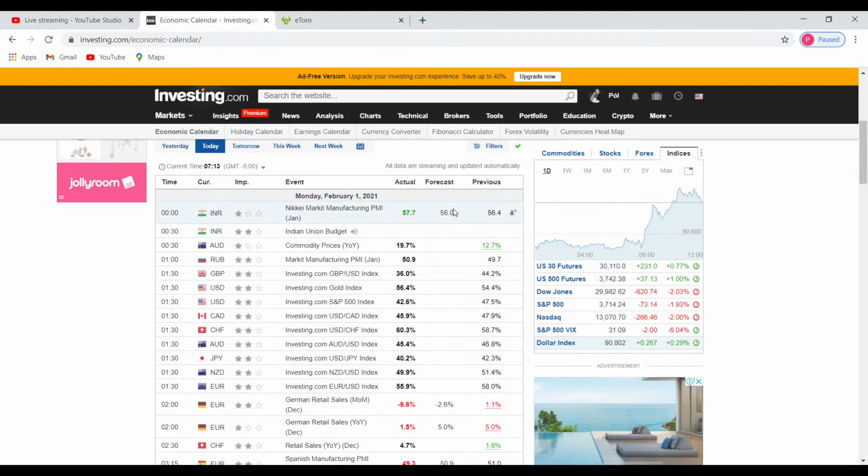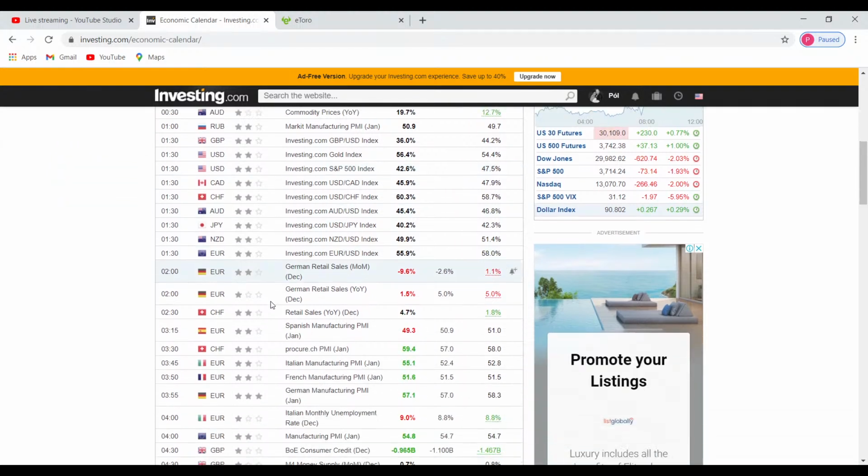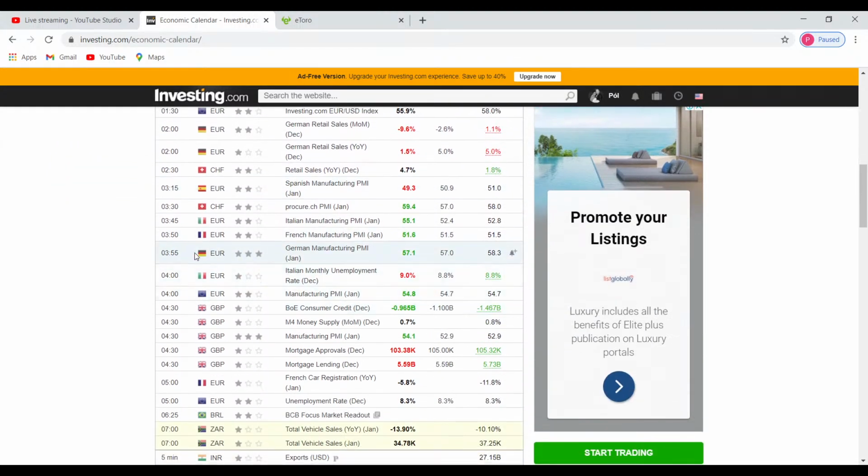The forecast is what is expected, and based on that forecast, if the actual number that is released is better or worse, that is actually what is moving the market. So the PMI in India doesn't have that much effect. But if you go down here, we see the PMI for Germany. And this has quite a big impact on the euro. It also has that impact on the DAX.